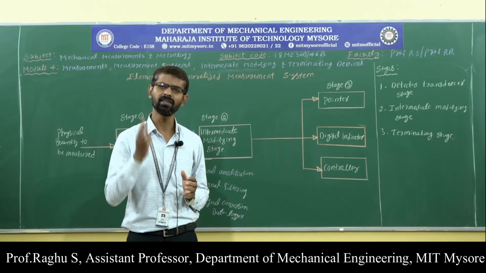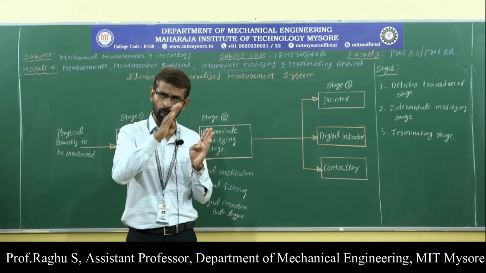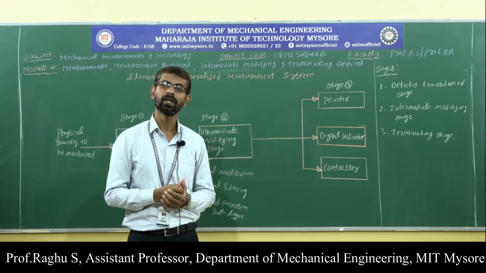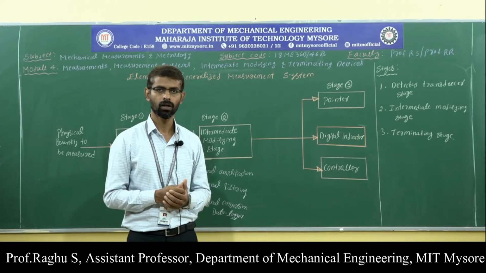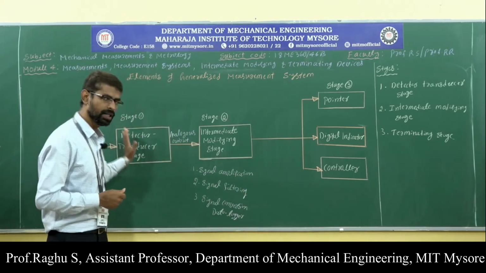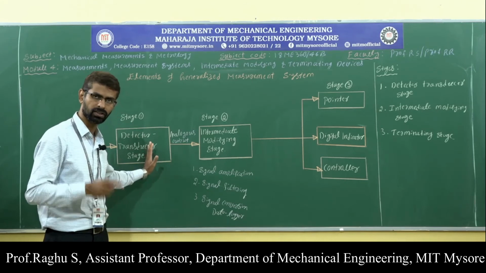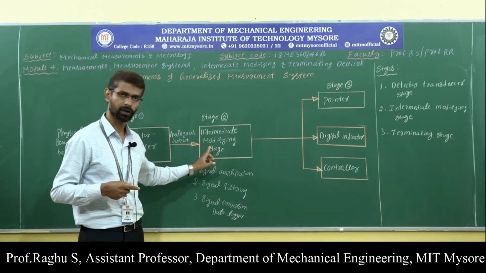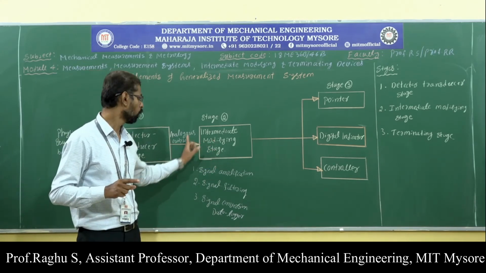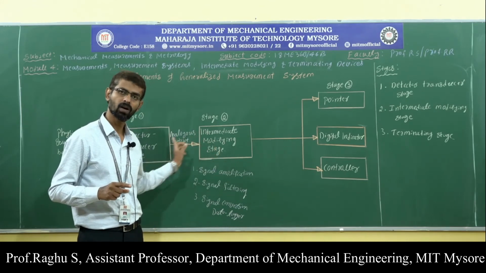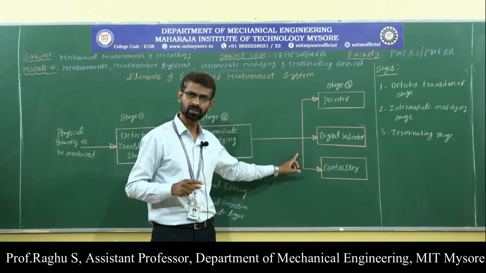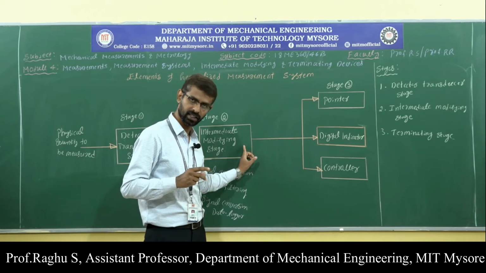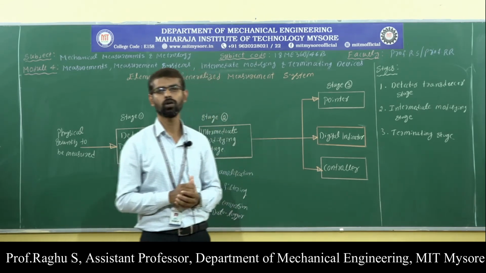It presents the data in three forms: pointer movement on a scale, graphs, or digital format. So these are the functions of the three elements. In the detector transducer stage, it detects the physical quantity to be measured and converts it into analog output. The intermediate modifying stage modifies the signal obtained from the first stage. Finally, the terminating stage provides the data obtained from the second stage in readable form to the human being.